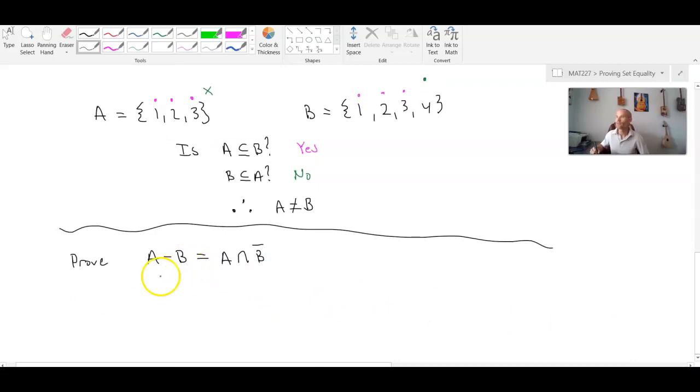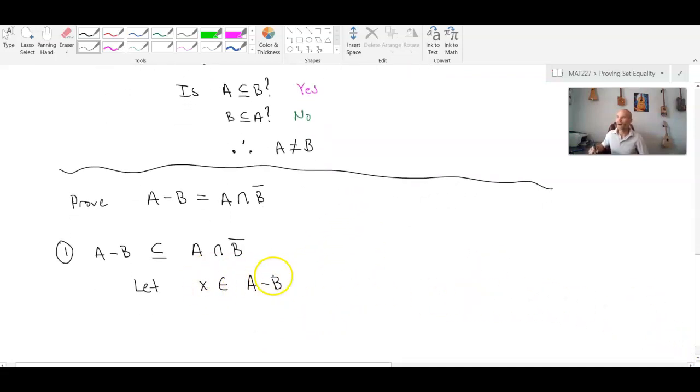So let's start off with part 1. We're going to show that all elements inside of A minus B are also inside of A and B not. So what does that mean? Well, first of all, we're going to say let X be an element that's inside of A minus B. Okay, now we're going to deconstruct that a bit. So let's define, what does it mean for an element to be inside of A minus B? Well, by definition, that means that X is an element of A and X is not an element of B.